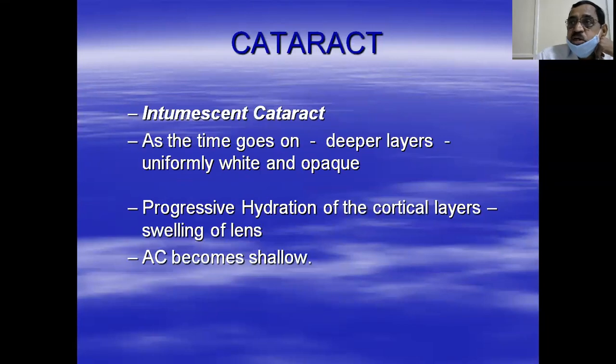Intumescent cataract: as the cataract matures, the deeper layers uniformly become white and opaque. Progressive hydration of the cortical layers and swelling of the lens, a waterlogged lens, is the cause of this intumescent cataract. The anterior chamber becomes very shallow in these cases, and sometimes they may result in phacomorphic glaucoma.